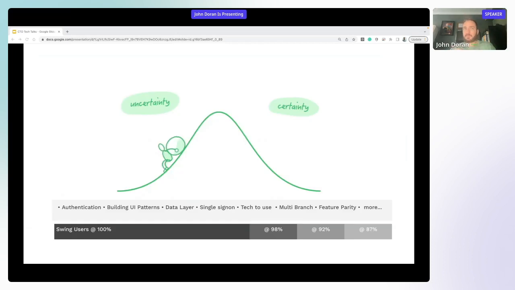So, tons of uncertainty. How do we authenticate in a modern web app? What UI patterns do we use? The data, the API that the old app uses, is archaic. How do we make it easier to work with? There's lots of logic in the old client. What the hell do we do there? How do we solve for a single salon, or a salon that has multiple salons under their umbrella?